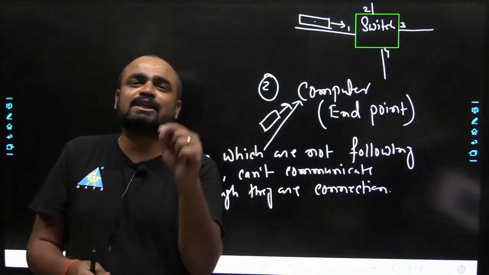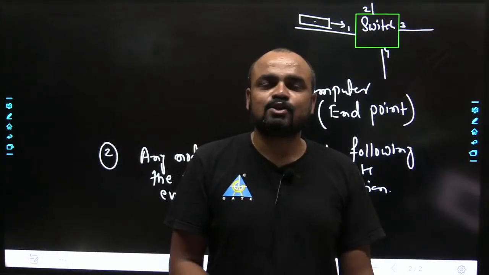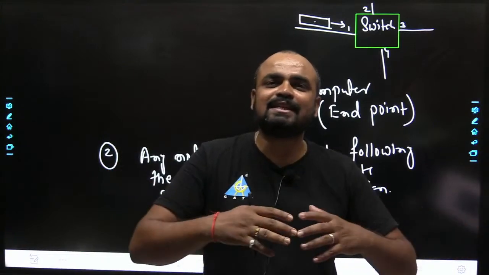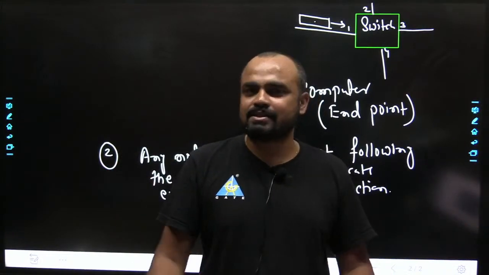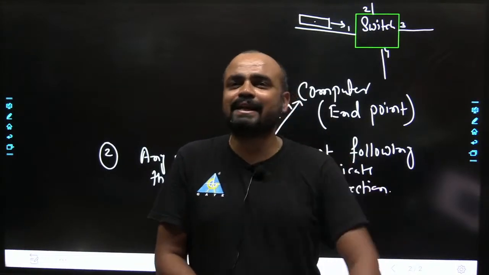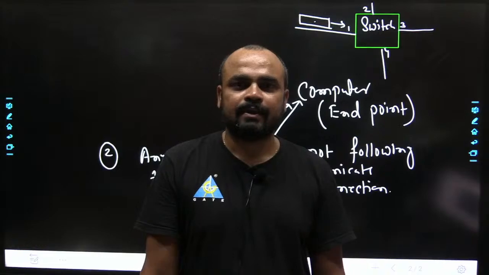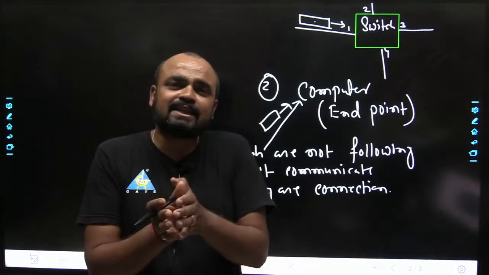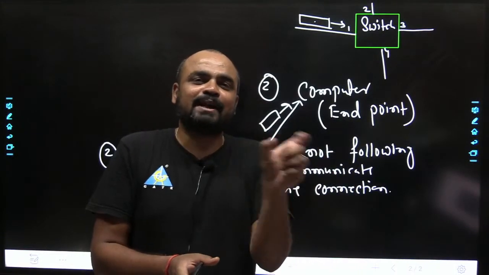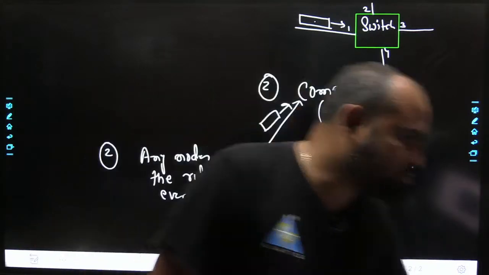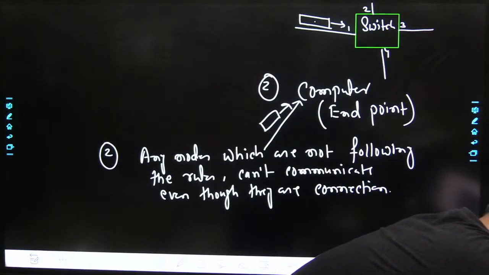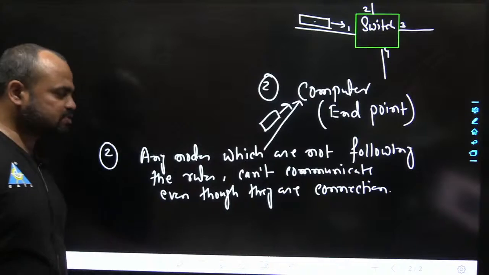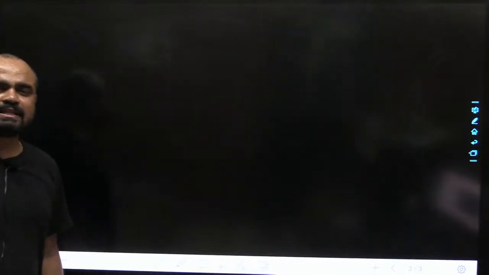But if you have visited my country and you don't know Hindi, even though you are traveling in this country, you cannot communicate with anyone else. You cannot communicate. So even though you are in India, you cannot communicate with anyone else. Clear? So this is the general example. Now, with respect to the computer network, what exactly is the meaning of this? Let's try to understand with respect to the computer network.